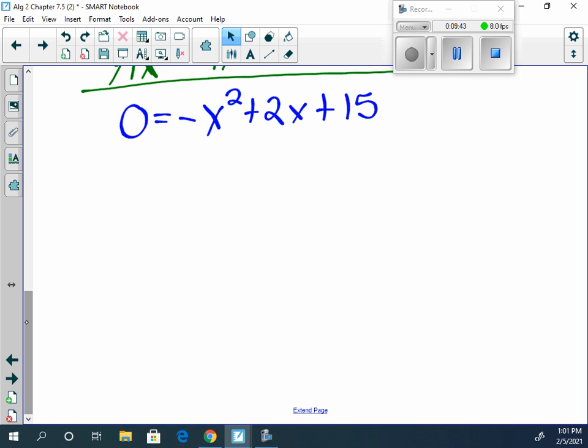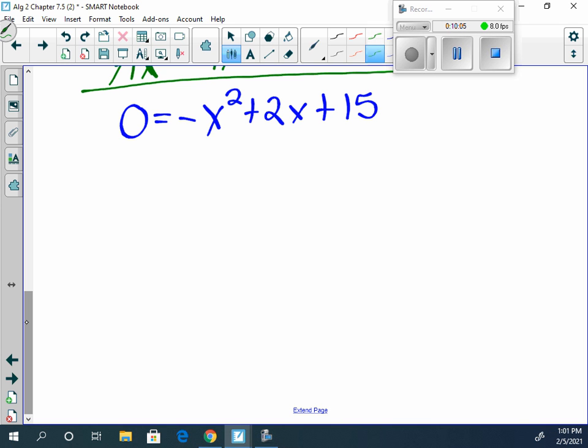Now, are there any questions on how we got to this point? Any questions on anything we've done so far? Now, it's a little bit difficult solving when x squared is negative. So what we can do is we can actually make it positive. How can we turn it from a negative to a positive? Well, you multiply it by a negative.